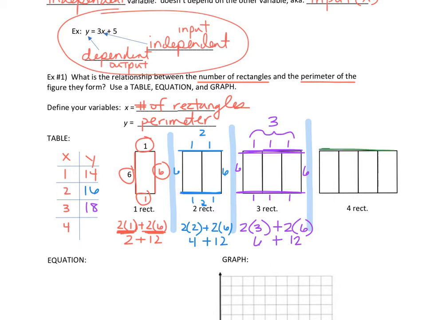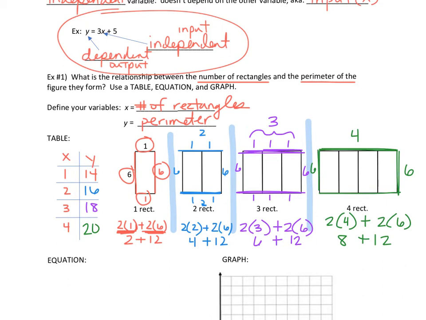Okay, now the fourth one. Up top here is how long? 4. 4. All 4 1s again. So that's 4 down here. And then our sides are still 6. The sides here didn't change. So we have 2 4s and we have 2 6s. So that means we have 8 plus 12 or 20.